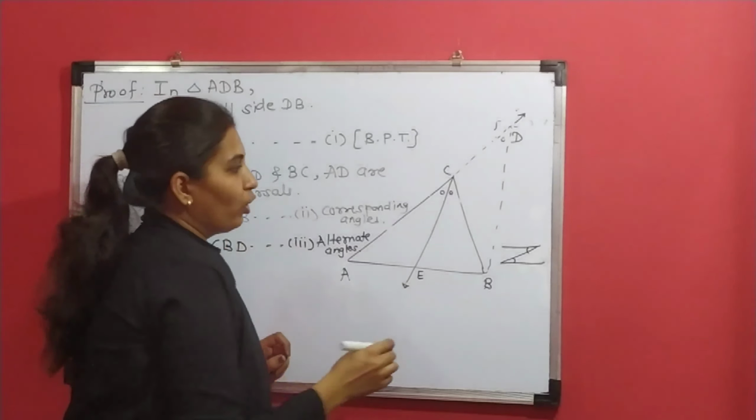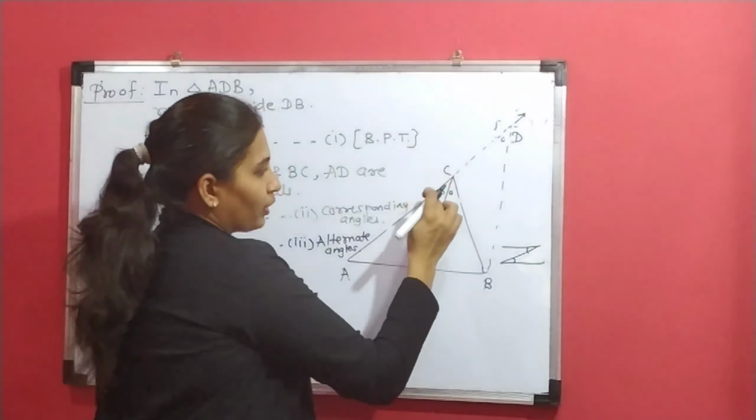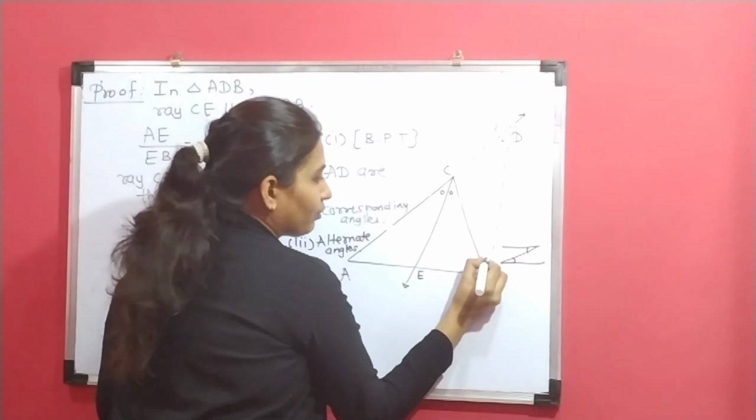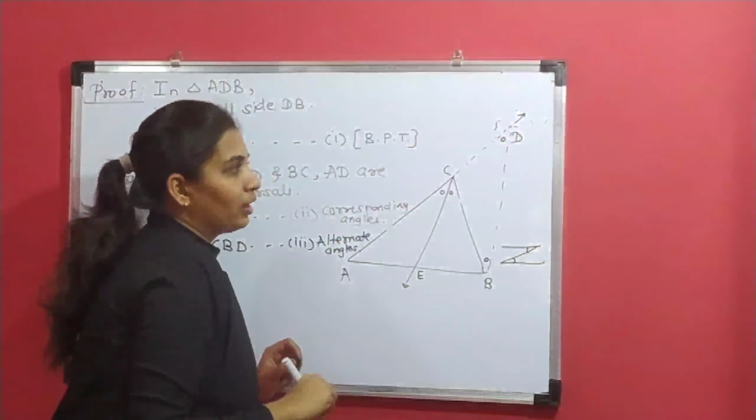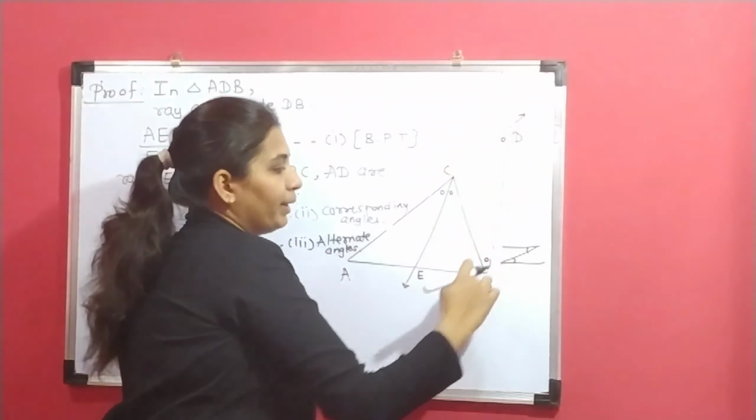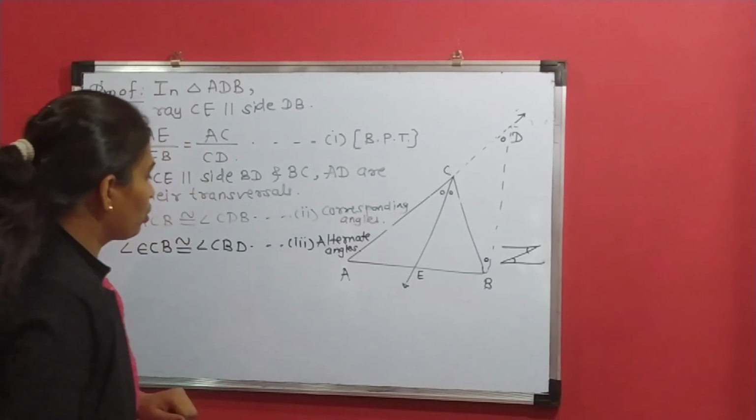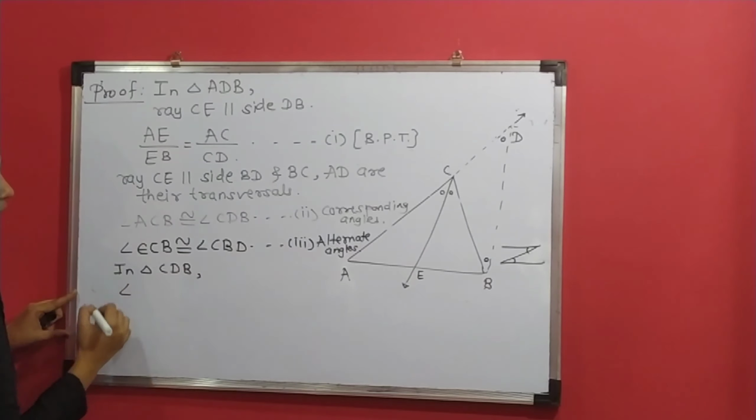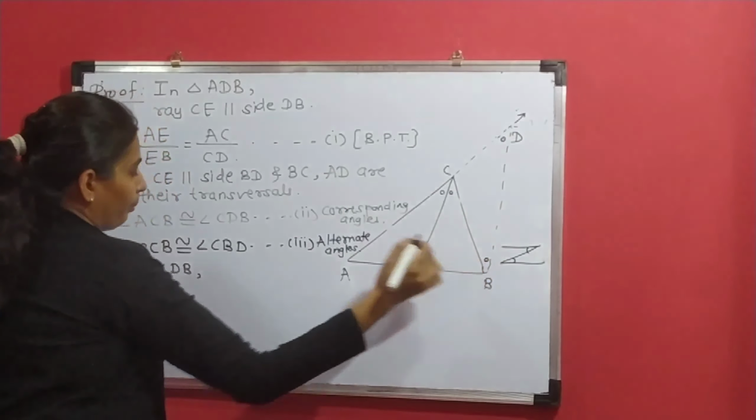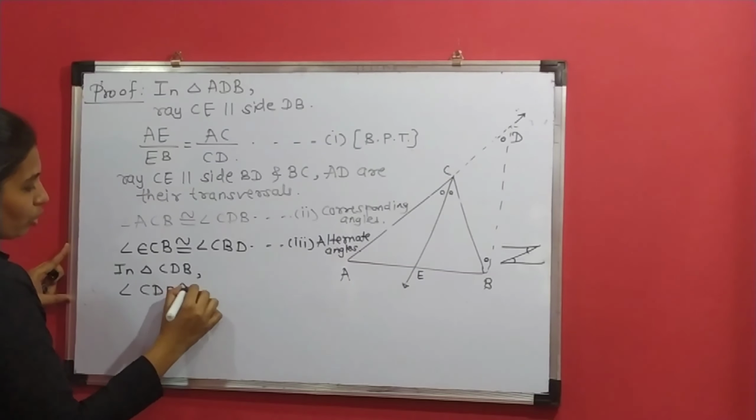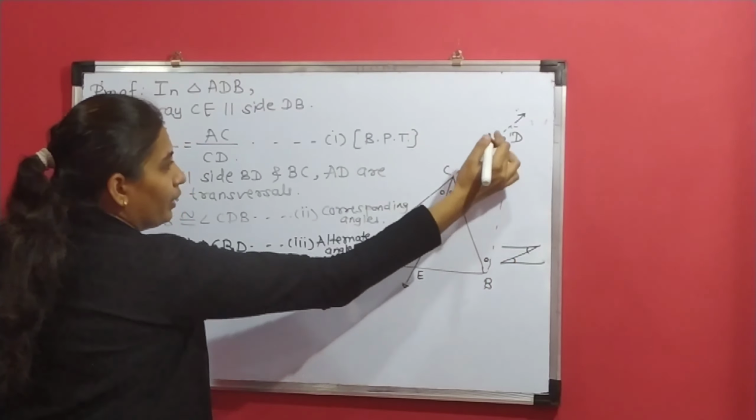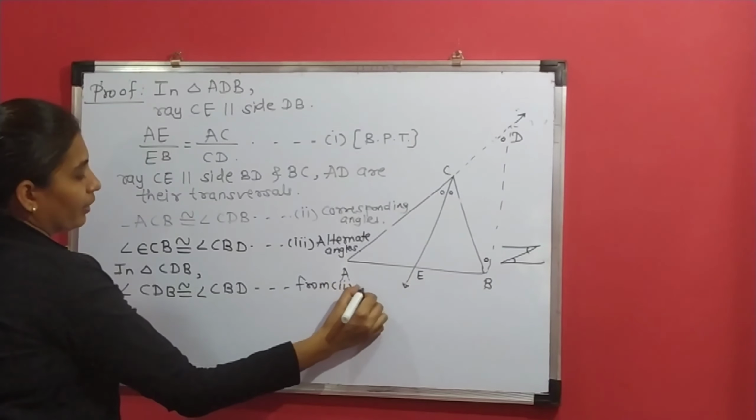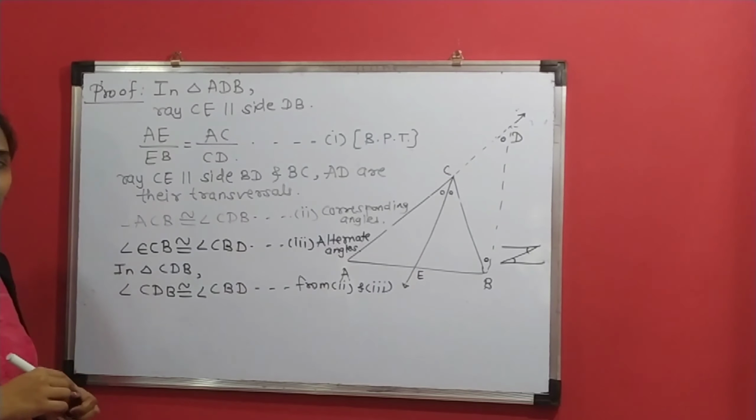Now students, you can observe these two are congruent, these two are congruent, these two are also congruent. That's why the base angles of triangle CDB will also be congruent. So I can write here in triangle CDB, angle CDB is congruent to angle CBD, from second and third. Okay.